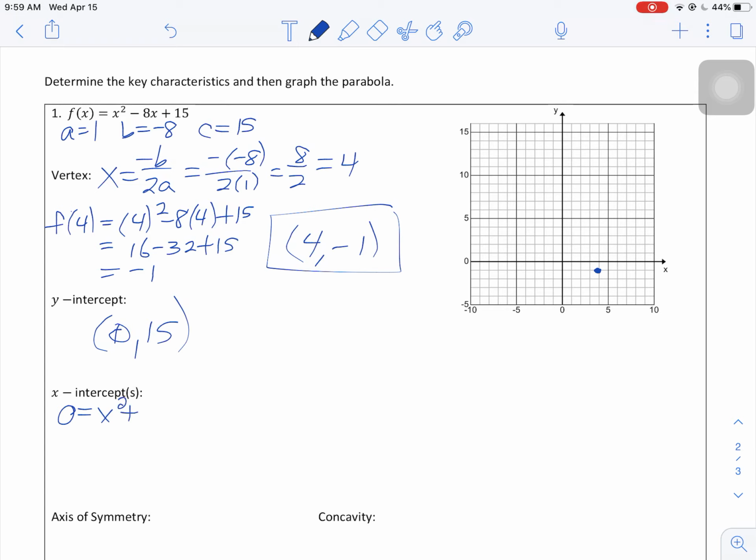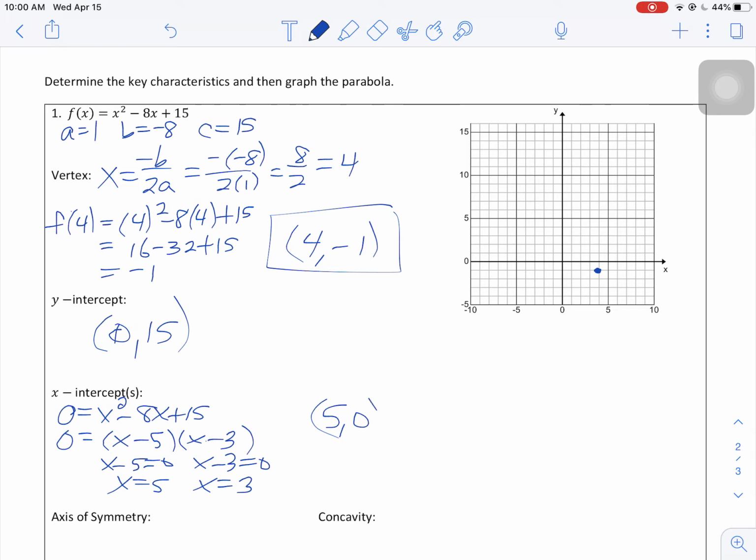So we have x squared minus 8x plus 15. So I'm going to try to factor that. I need two numbers that multiply to 15 and add to negative 8. So let's try negative 5 and negative 3. And then set each factor equal to 0 and solve for x. So we're getting x equals 5 and x equals 3.